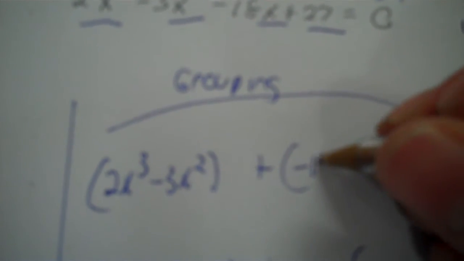Alright, so you put the 2x to the third power minus the 3x to the second power. Then you put your negative 18x with your positive 27. So I have x to the second. I do not have a negative, and then 2 and 3 are in the first row.